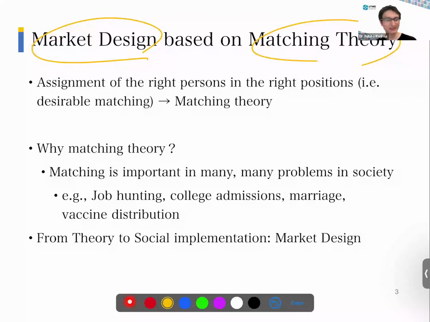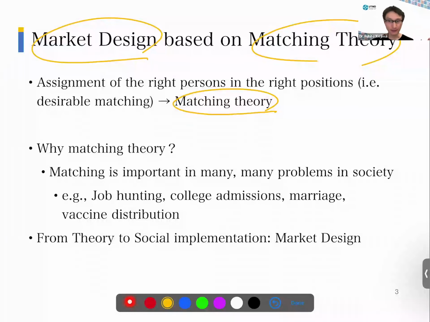Okay, in other words, matching theory is what it sounds like it is, right? So the question is for us to think about what it means for a matching to be successful, and after figuring out what it means, then we will think about how to find desirable good matches and study how to realize such good matches.